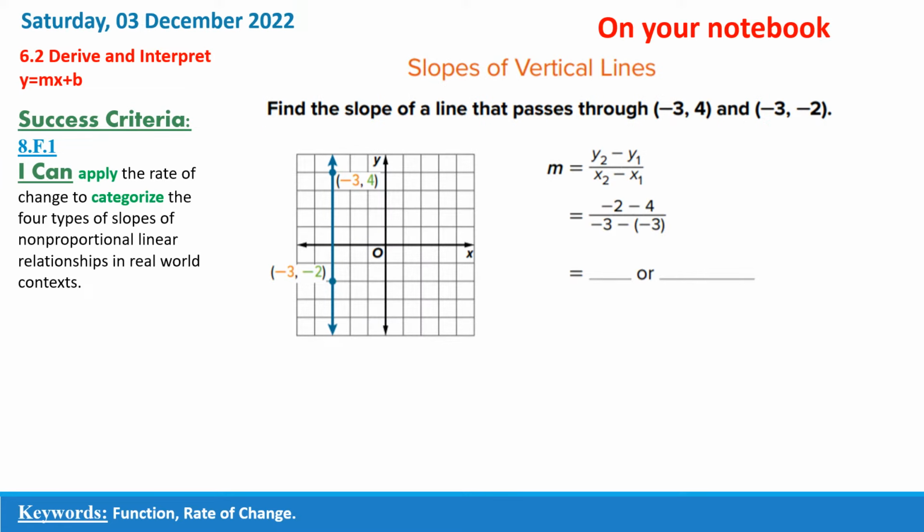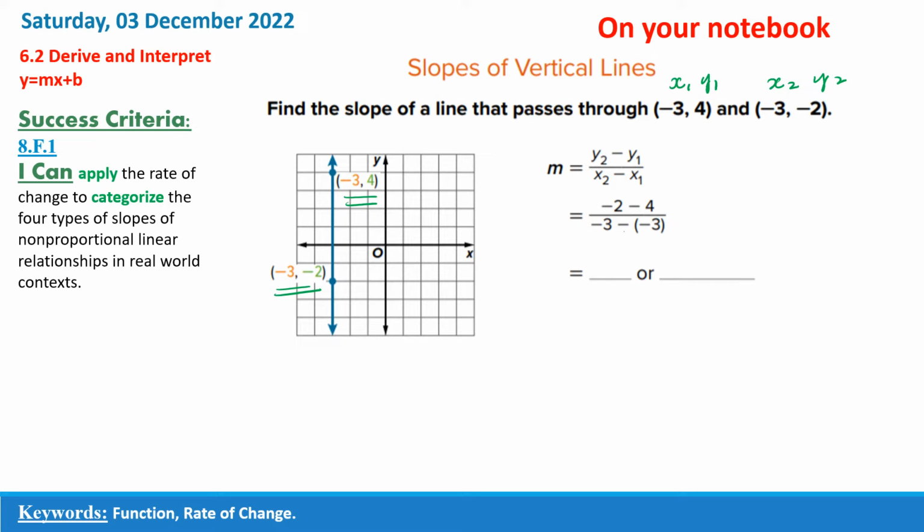Now look at this one. There are two coordinate planes, with ordered pairs. That is (-3, 4). Let's name it as x1 and y1. And (-3, -2), name it as x2 and y2. Put them in the formula. We will put them: minus 2 minus 4, divided by minus 3 minus minus 3.